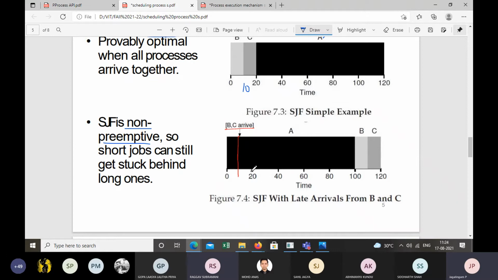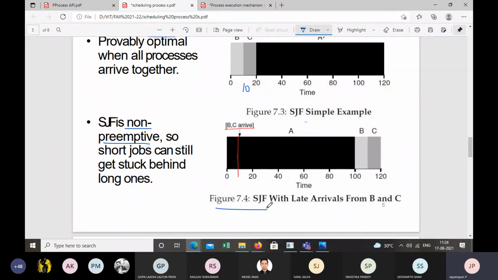Sir, if short jobs arrive late, or arrive after the long process, then only after A gets executed will they get executed. Good. That is what non-preemptive is, right?